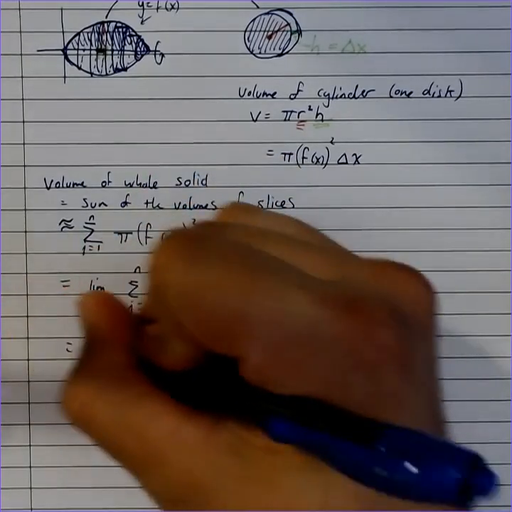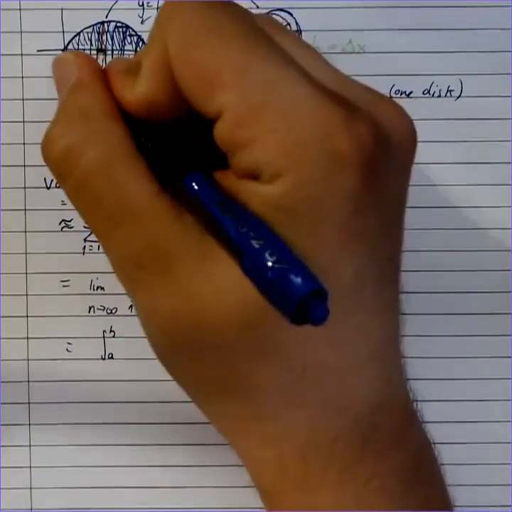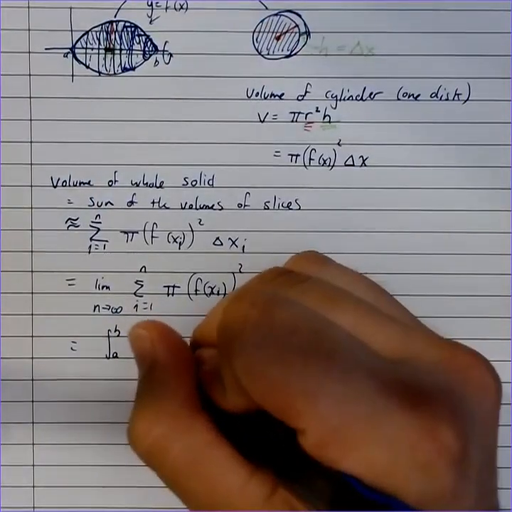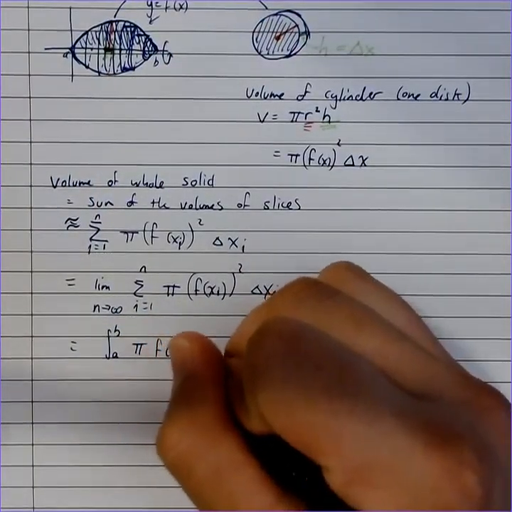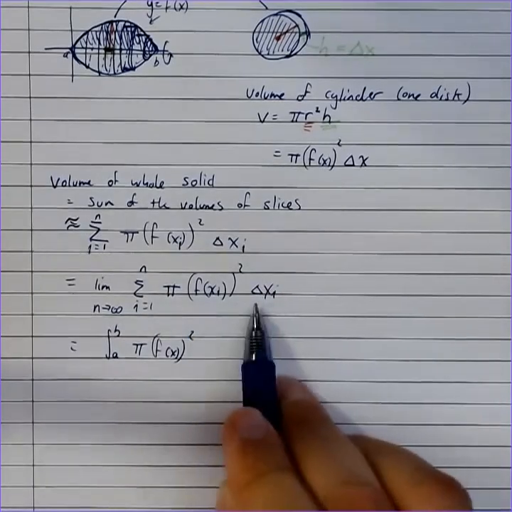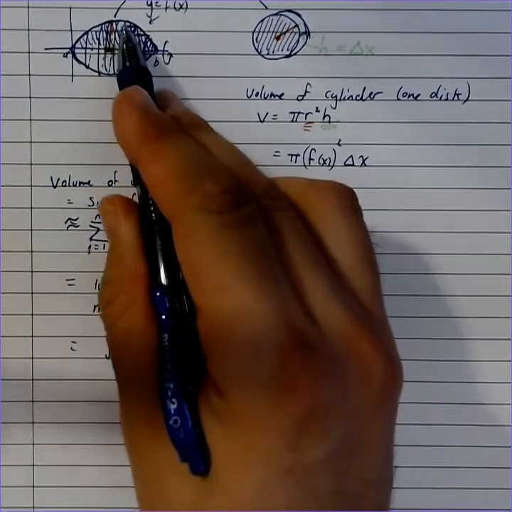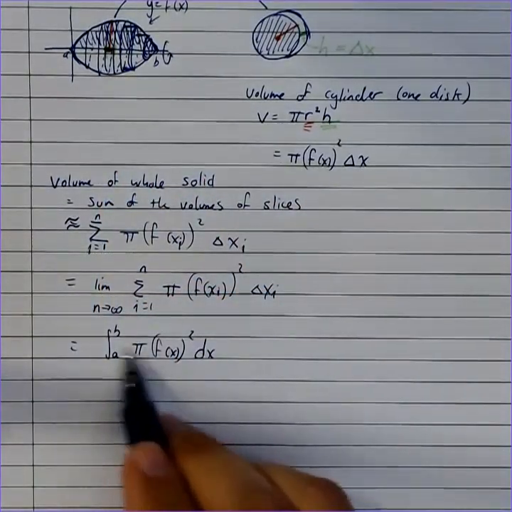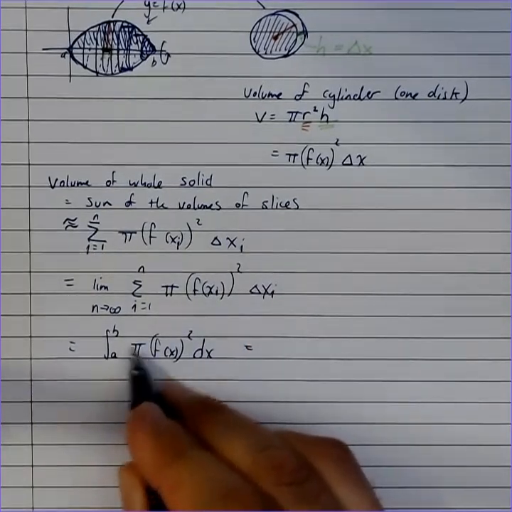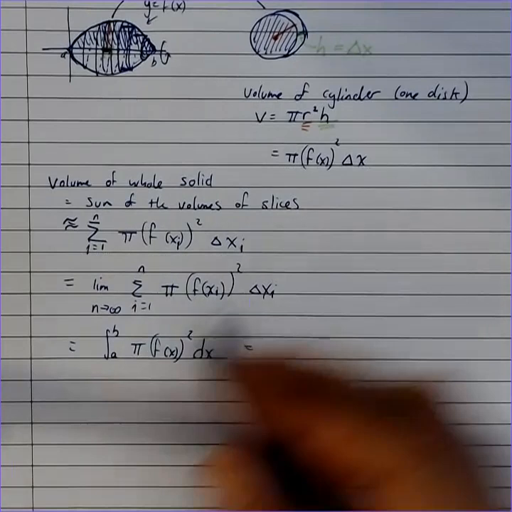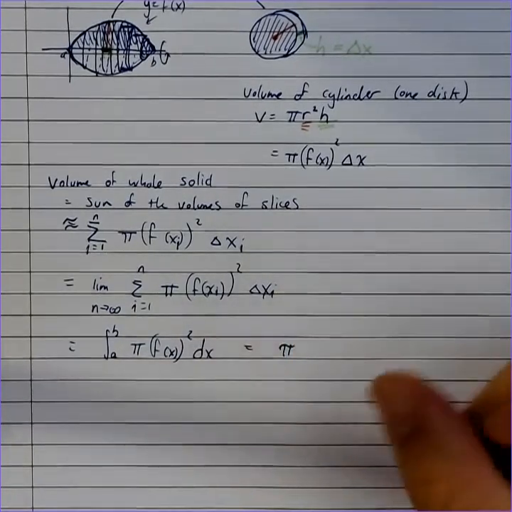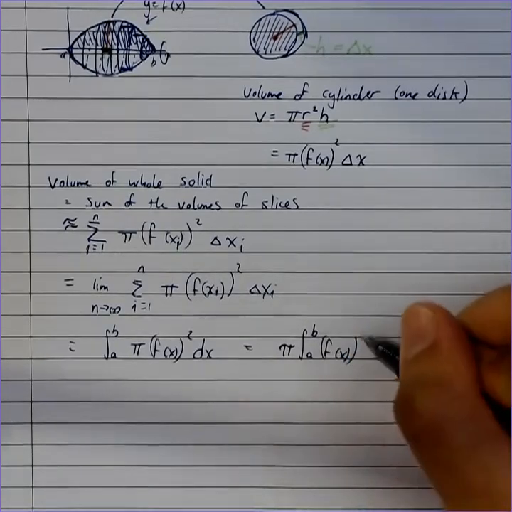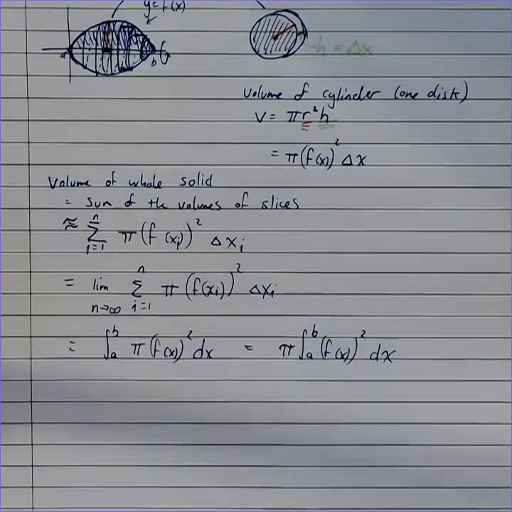Here we can write this as the integral from a to b, where a is the beginning, right here, this left side, and b is this right side. The integral from a to b of pi times f of x quantity squared, and this small delta x becomes an infinitesimally small thing. It becomes dx. Since pi is a constant, the linearity of integration allows me to just pull that out, and so we can write this as the volume is equal to pi times the integral from a to b of f of x quantity squared dx.